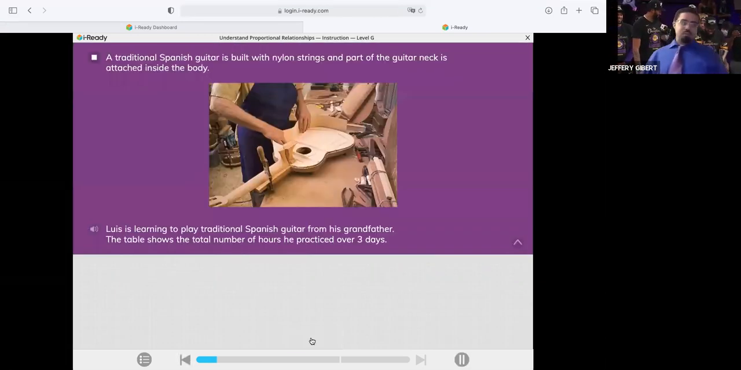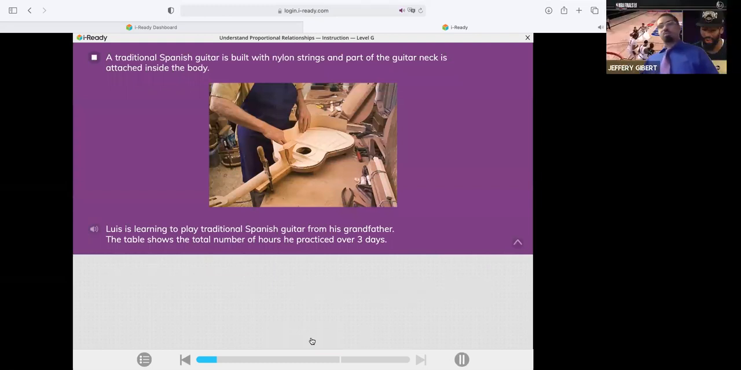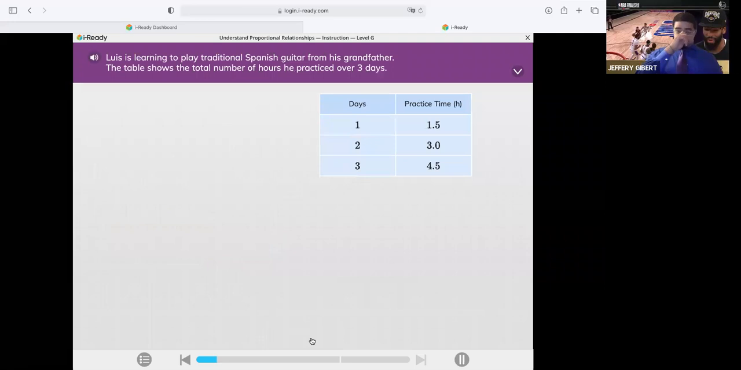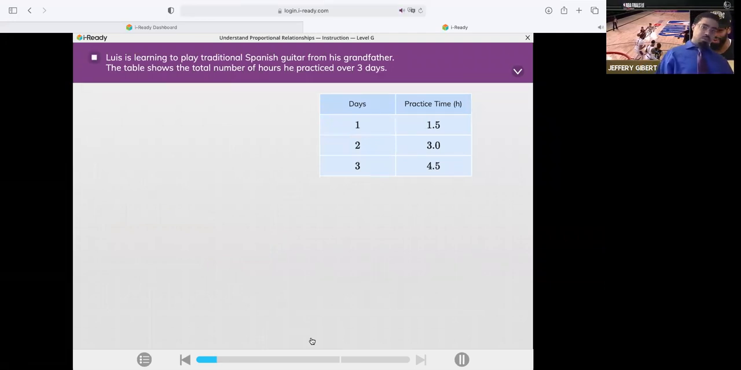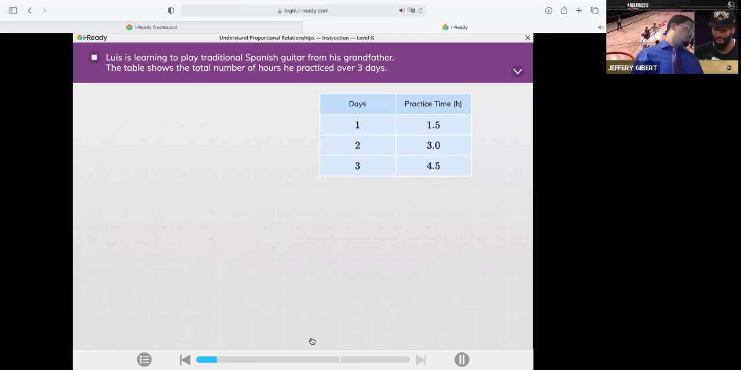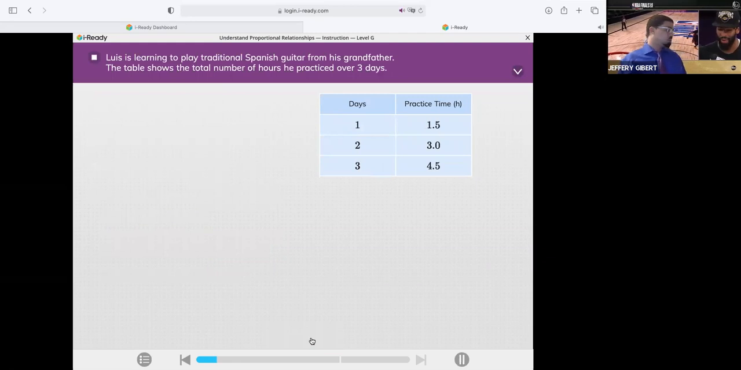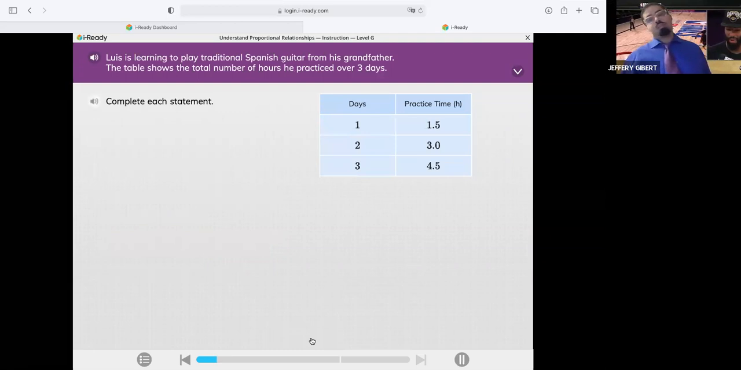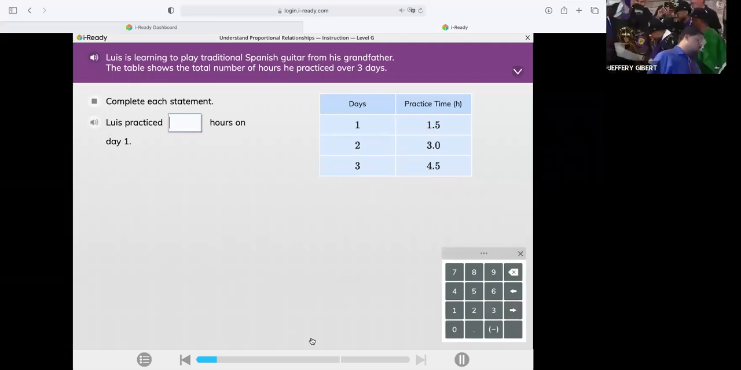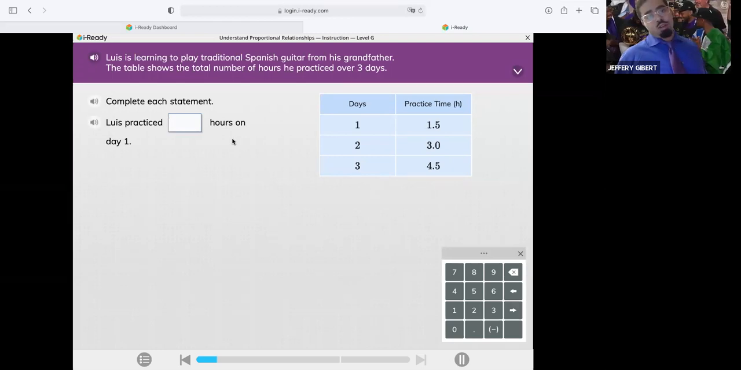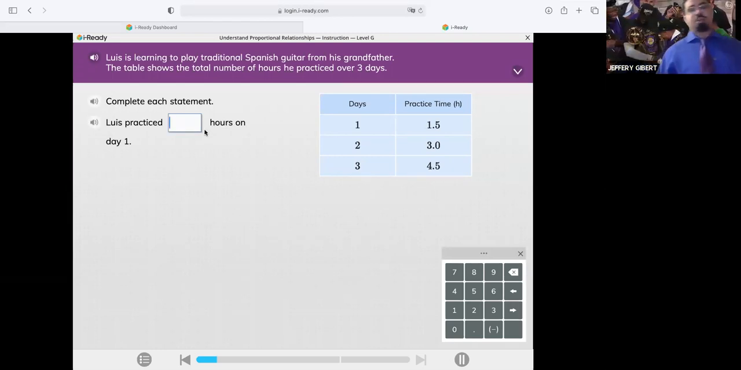A traditional Spanish guitar is built with nylon strings, and part of the guitar neck is attached inside the body. Luis is learning to play traditional Spanish guitar from his grandfather. The table shows the total number of hours he practiced over 3 days. Let's find out if Luis practices the same amount of time each day. Complete each statement. All right, Farge, how many hours did Luis practice on day 1?